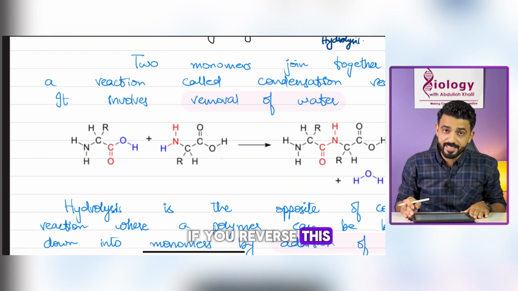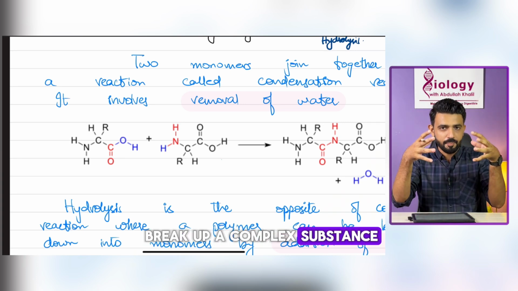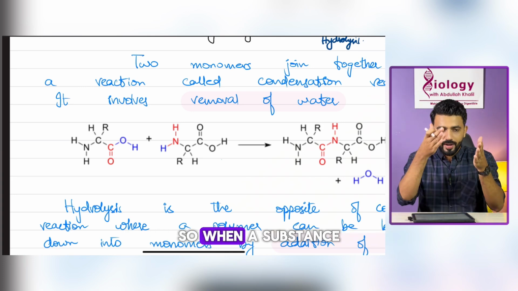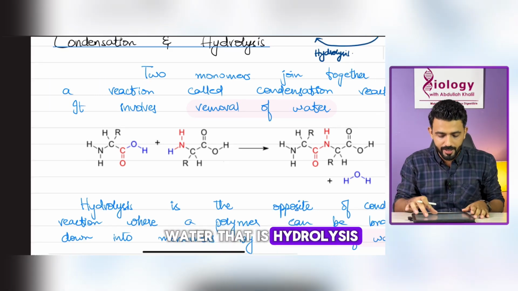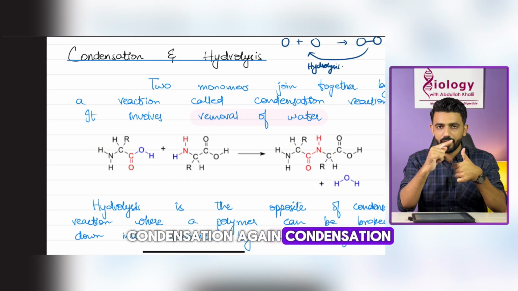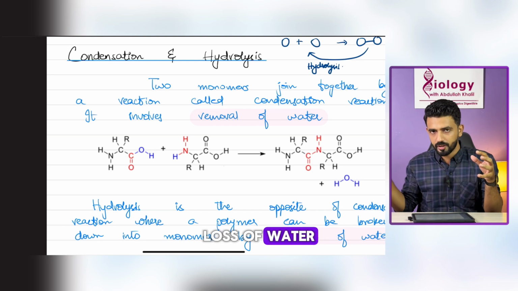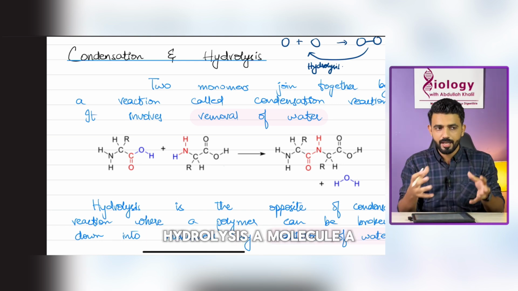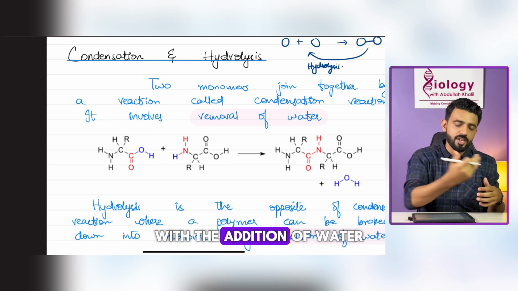If you reverse this, it would become hydrolysis. Hydrolysis is when you break up a complex substance into two substances. So when a substance is broken down by the addition of water, that is hydrolysis. Condensation again: two molecules joining up together, loss of water, making a complex substance, that is condensation. Hydrolysis: a complex molecule is being broken down with the addition of water.